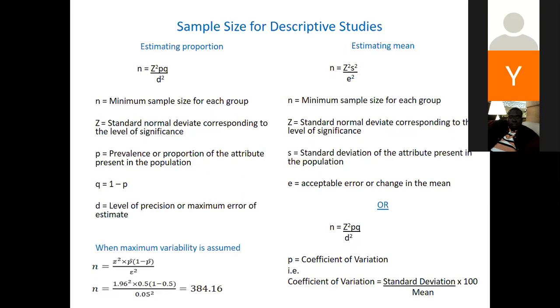So now let's start with descriptive. We said that a descriptive study is one group. What makes a study descriptive is one group, no comparison group. That's all. No comparison group. You are not studying two.